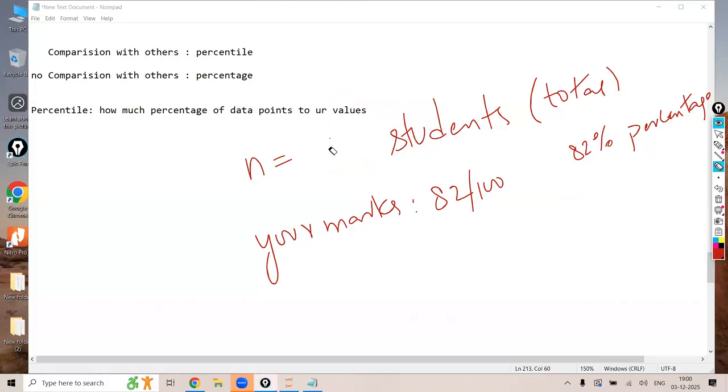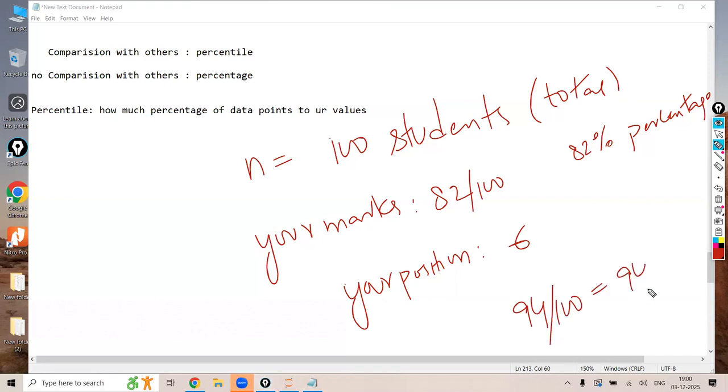But here in the class there are 100 students, and your position out of 100 is, okay, 6th position. Now, what is your percentile? It means how many students are below you. Yours is 6th position, so the remaining 94 people are below you. So what is the percentile, miss? 94 percentile. 82 percentage, but percentile is 94 percentile.